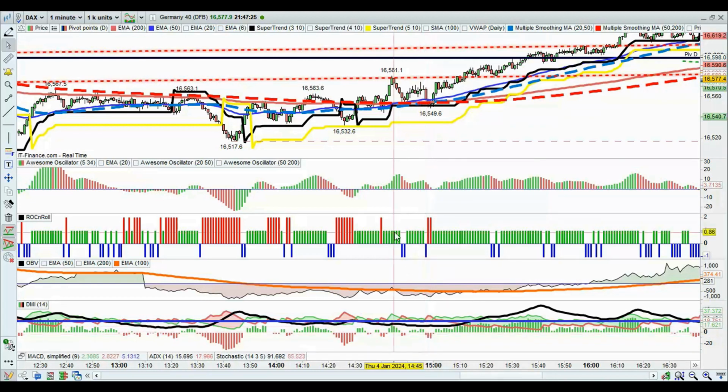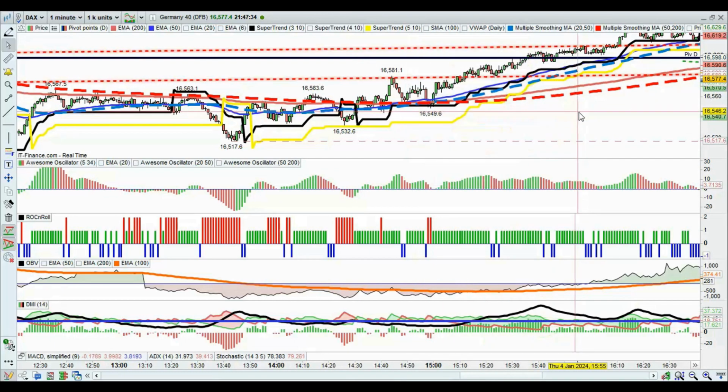Okay, by any means. But if you've taken the trade, you would not have been stopped out because it hasn't gone below the initial entry. The stop would be just below here, so it's not actually gone below that, so you would still be in the trade from entering at 16,555.